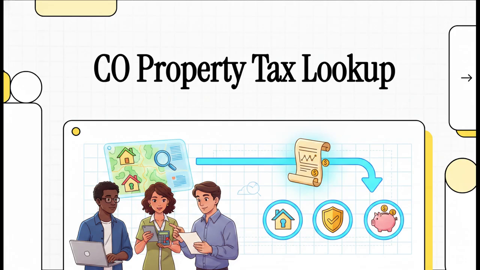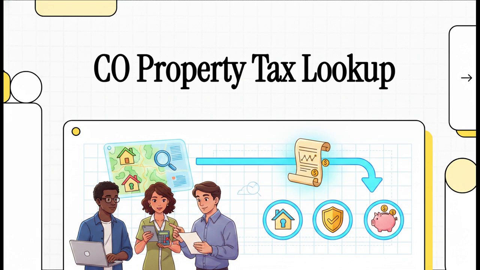Welcome to this explainer. Today, we're unlocking the exact process for looking up property taxes by address in Colorado. Whether you're a current homeowner wanting to verify your tax assessment, an investor trying to make sound financial decisions, or a potential buyer budgeting for future expenses, proactively understanding the system is absolutely essential.